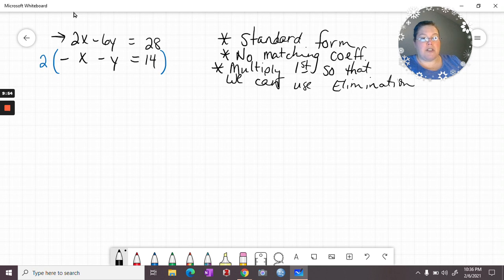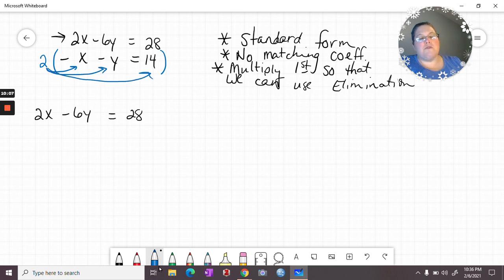I'm going to rewrite my first equation. 2x minus 6y equals 28. And then I'm going to distribute this 2 all the way through my bottom equation. So 2 times negative x is negative 2x. 2 times negative y is negative 2y. And 2 times 14 is 28.